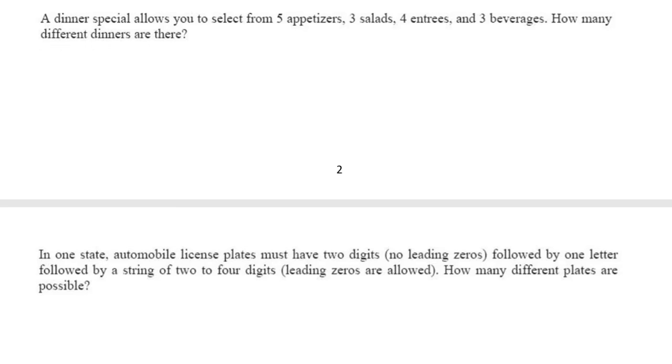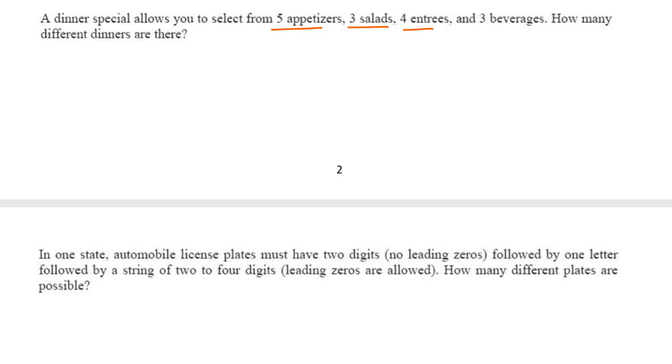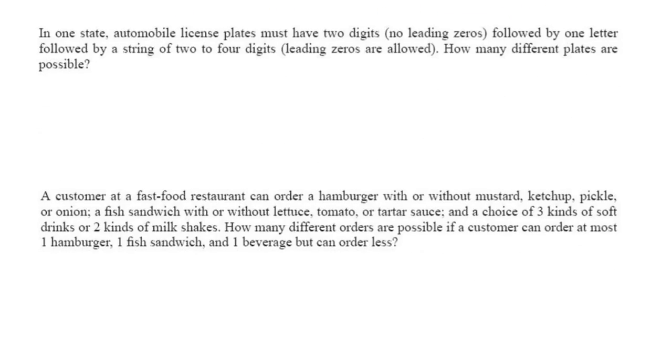The dinner special allows you to select 5 appetizers, 3 salads, 4 entrees, and 3 beverages. So here I have 5 times 3 times 4 times 3, which gives me 180 different dinners possible. Let's see one more example here.